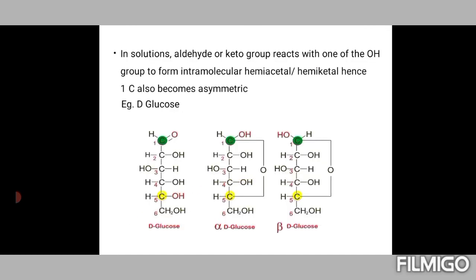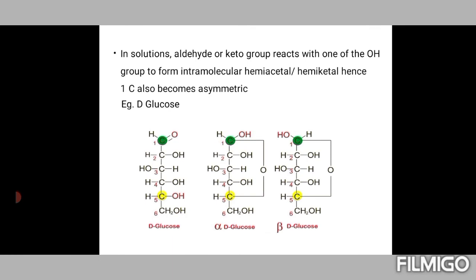Now, in solutions, aldehyde or keto groups react with one of the OH groups. In glucose, this is the OH group. The fifth carbon OH group is taken here, to form an intramolecular hemiacetal linkage. So being an aldose, this is a hemiacetal linkage. Like this it is formed. So what happens is that the first carbon also becomes asymmetric. This one. In glucose, these four carbons were asymmetric, but with this particular structure acquiring the cyclical form, the first carbon also becomes asymmetric.